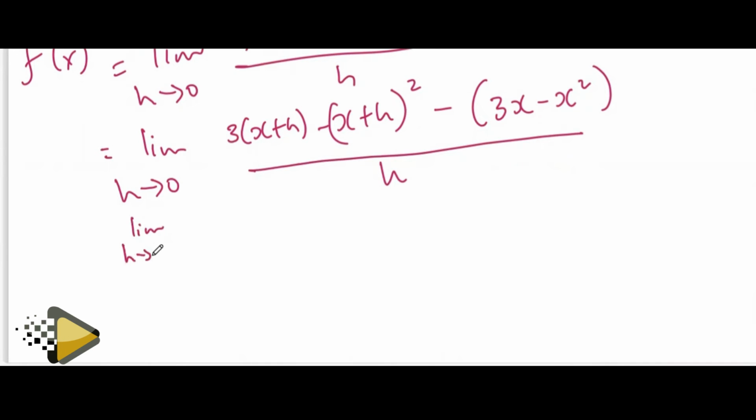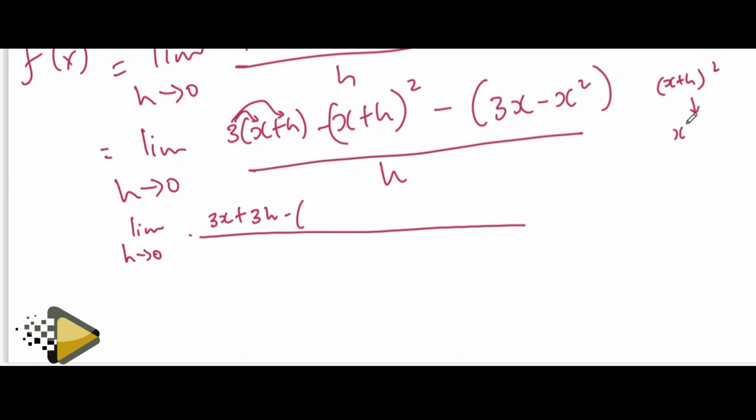So the limit as h tends to 0, we shall open the brackets, so 3x plus 3h. So I'm opening this bracket. And then this is going to be negative. Remember when I open x plus h squared, this gives me x squared plus 2xh plus h squared. Open this up, minus 3x plus x squared, over h.